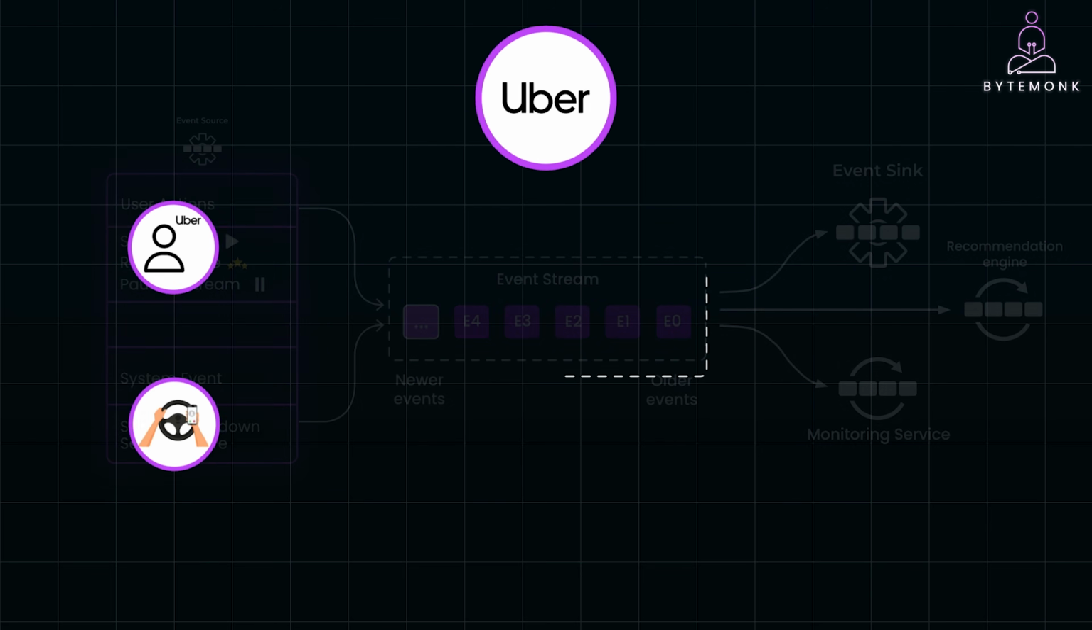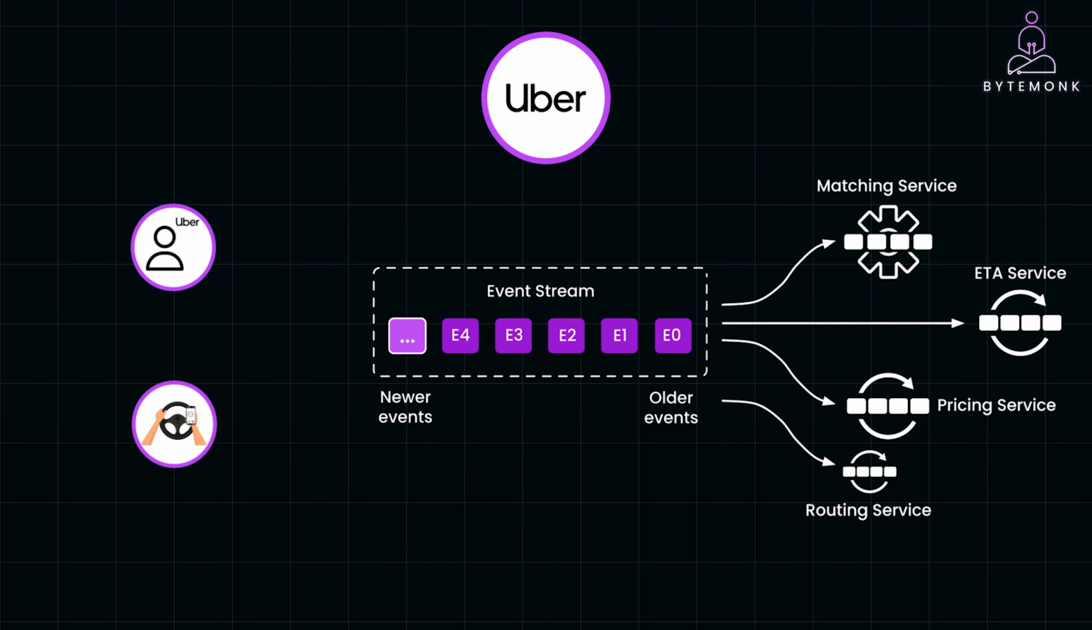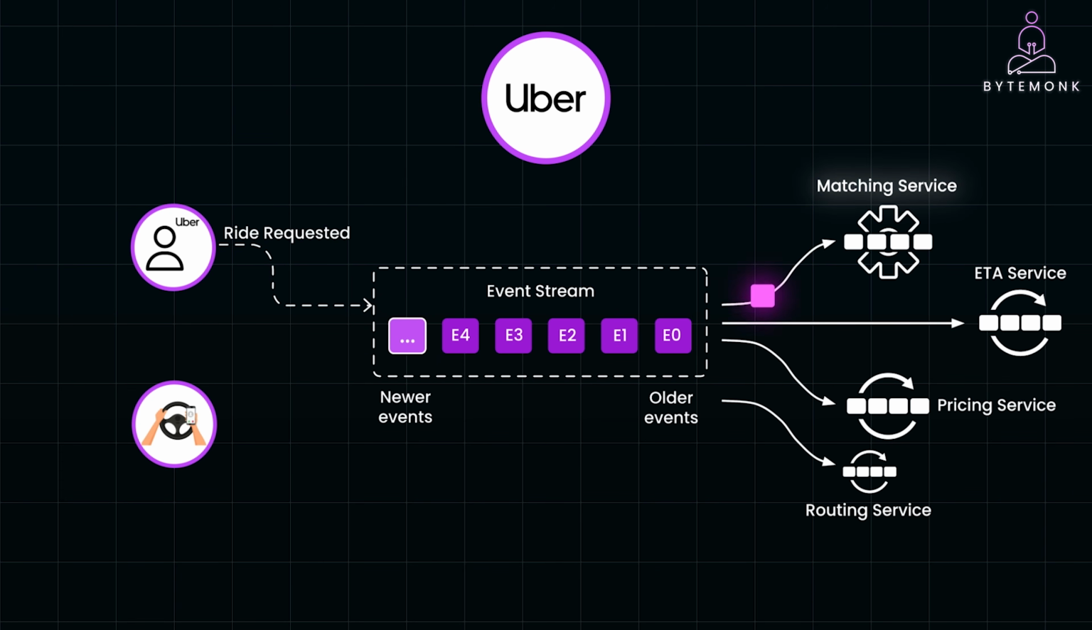And similarly, Uber operates on a massive scale, handling millions of rides across the globe every day. Uber uses an event-driven architecture to manage both real-time data processing and coordination between services. Here is how. When a user requests a ride, an event like ride requested is produced. This event is consumed by multiple services. The matching service finds available drivers based on the user's location.